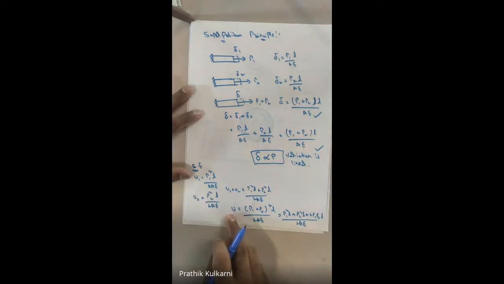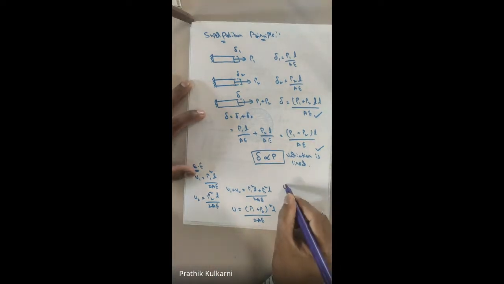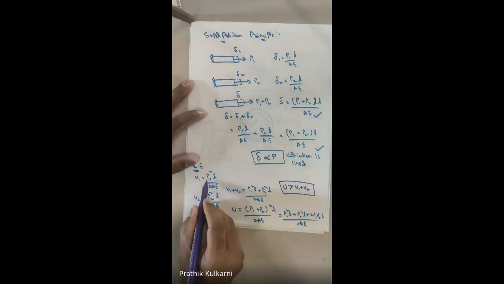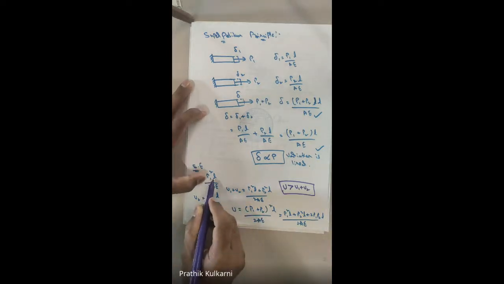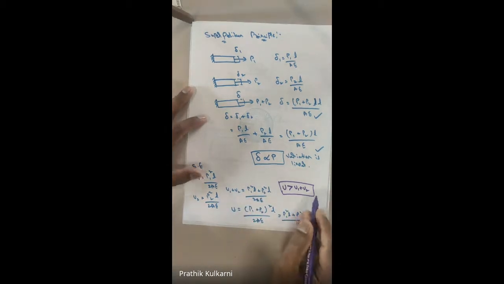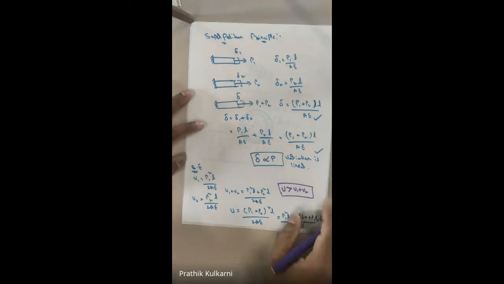Here, if you just find it out, U is greater than U1 plus U2. Yes or no? So see here, P1 square plus P2 square plus 2P1 P2. Fine. If you add both the loads, here P1 plus P2 square, this should be the answer. If it is not coming, then we can tell that the superposition principle is not valid for strain energy. Please be careful.